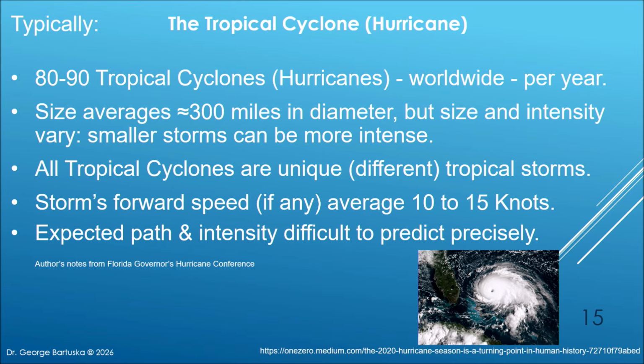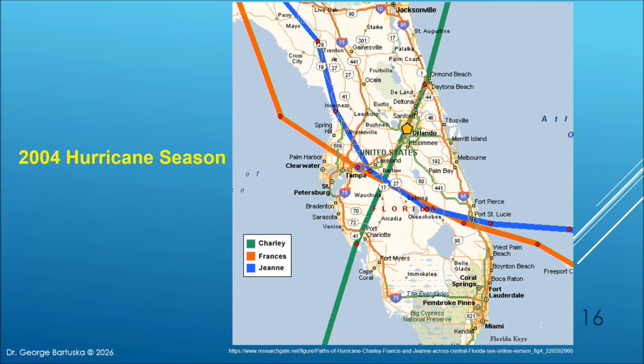Now, there's 80 to 90 tropical cyclones, and let me go over to that again. All of these rotating storms are tropical cyclones in the meteorological world. But in the North Atlantic, we call them hurricanes. The size averages 300 miles in diameter, which is the length of the Florida Peninsula, but they can be as small as 100 miles in diameter. They can be as large as 1,000 miles in diameter. They all vary, they're all different. Storm forward speed, if any, averages 10 to 15 knots. The expected path and intensity is very difficult to predict.